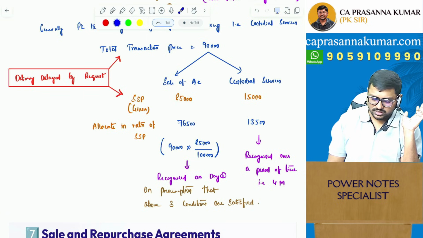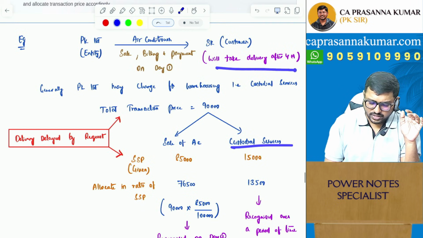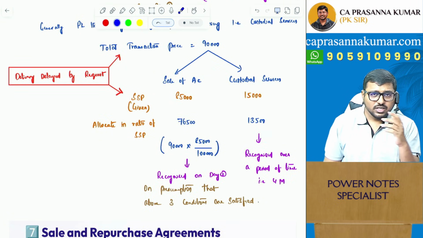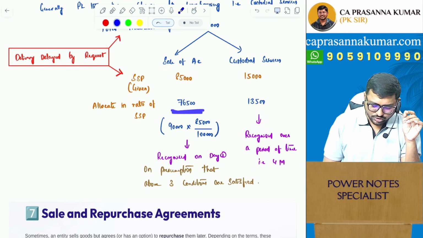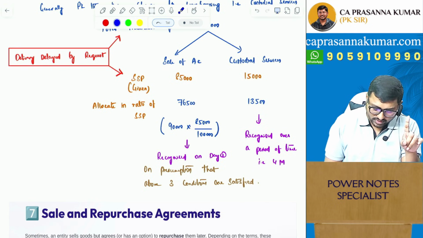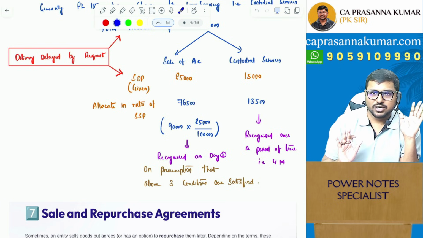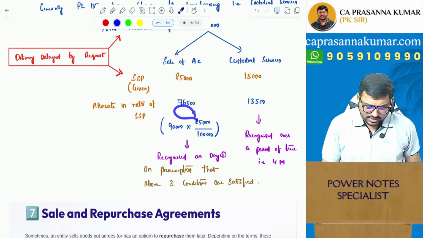Now the 13,500, I know, because this custodial service is provided over a period of 4 months in this example, I'll recognize it over 4 months. There is no doubt in that. The problem is with respect to 76,500. What should I do? Should I recognize it on day one, or should I recognize it after 4 months? Because physical delivery did not happen, which means transfer of control of the good did not happen. That is the biggest question.